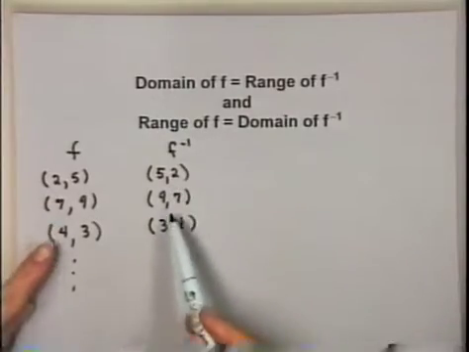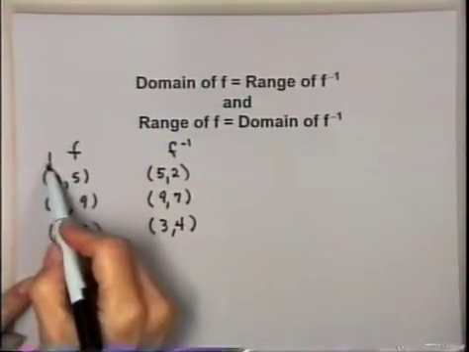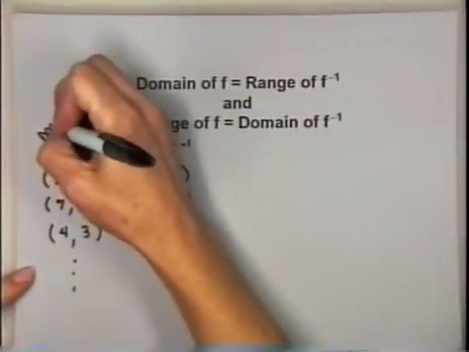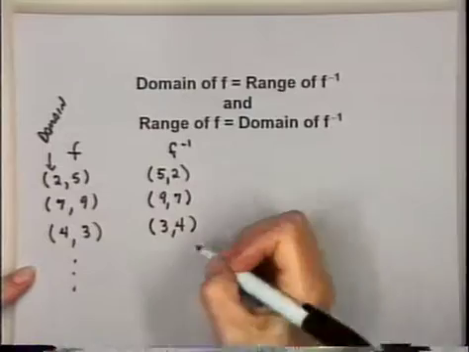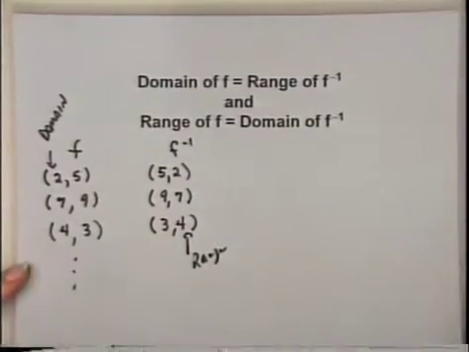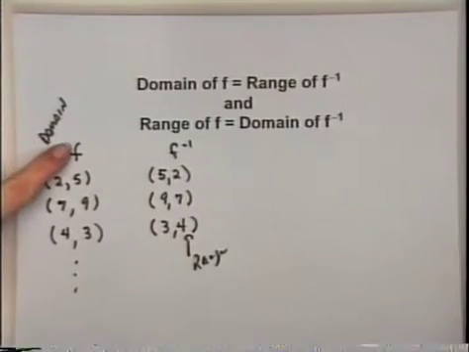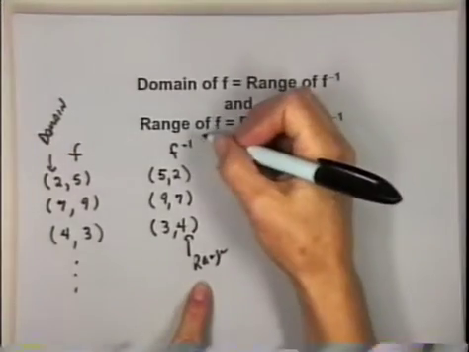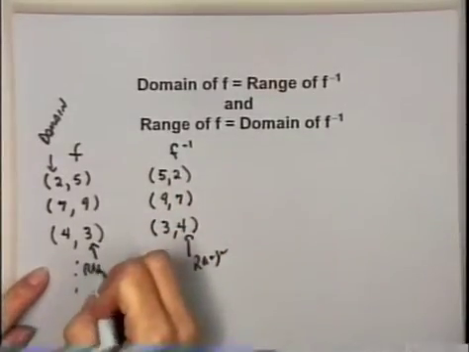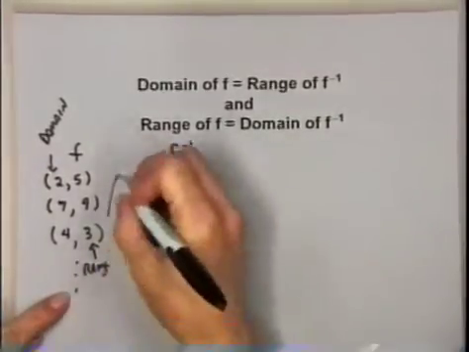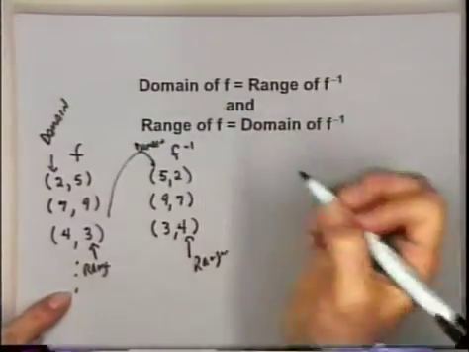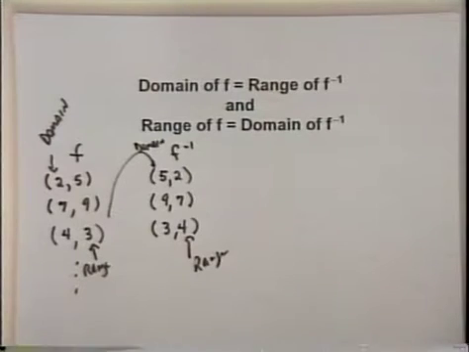Well, you can see if you look at these ordered pairs, the numbers here, which are my first coordinates, or my domain numbers, end up over here in the range of f inverse. So this is another way of seeing that the domain of function f is the range of f inverse. And notice these numbers, which are the range of function f, end up being here, which is the domain of f inverse. So we want to remember that.